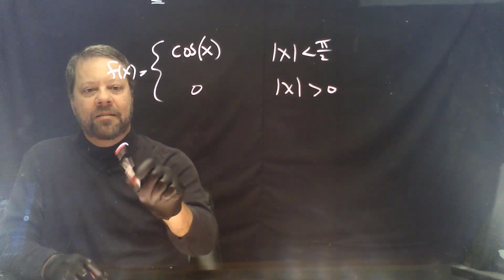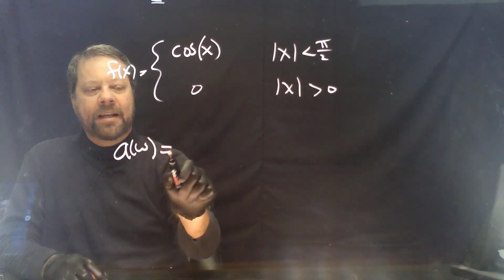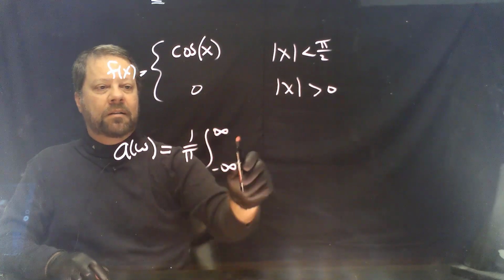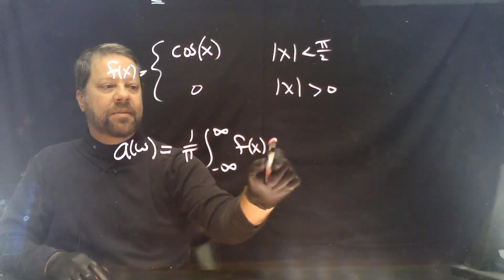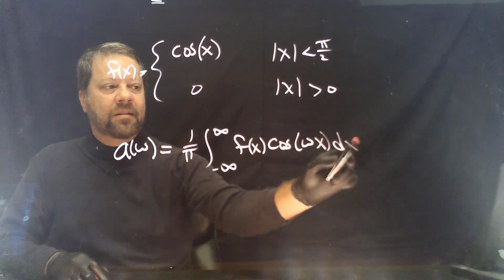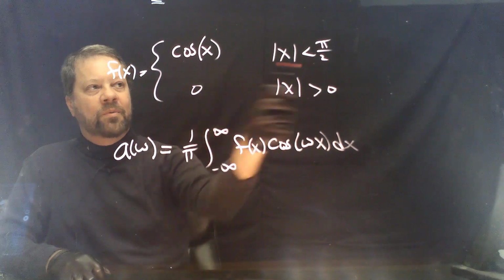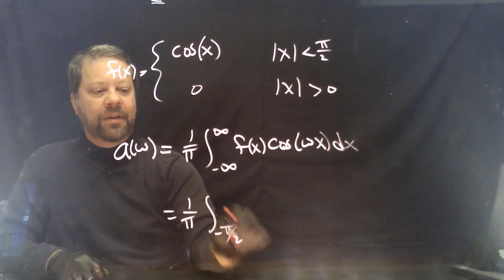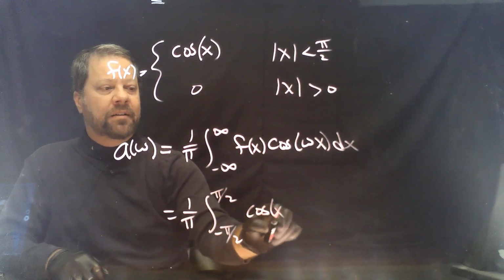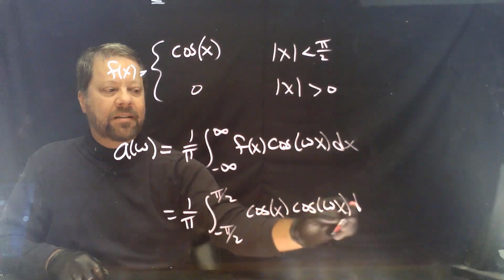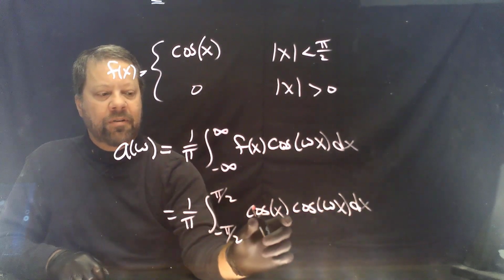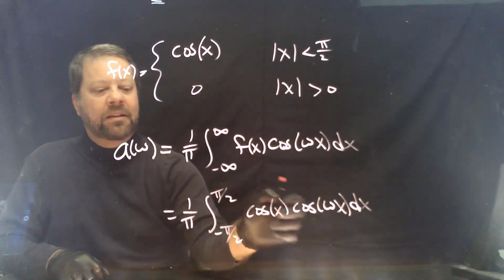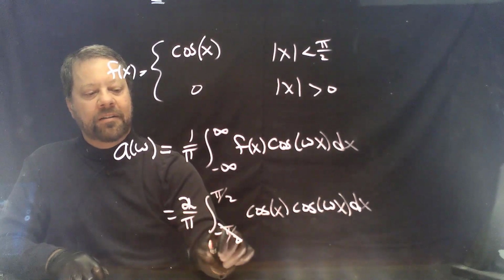Then let's look at the A of omegas. Those are going to be 1 over pi, integral from minus infinity to infinity. Let's see, we'll have our function at x times the cosine of omega x dx. We'll limit this integral to go between negative pi over 2 and pi over 2. We'll have cosine of x cosine of omega x dx. Both of the factors in the integrand are even functions. And since they're both even, you may as well double this and integrate from 0.